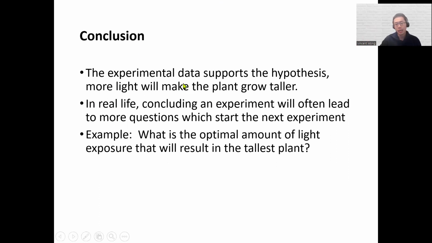Okay, so for example, if you found out that the sunlight makes the plant grow taller, the next question you can ask is, what is the optimal amount of sunlight that will create the tallest plant? Okay, so like in our experiment, we did 6 hours versus 12 hours, right? Maybe let's try 14 hours, 16 hours, 24 hours, right? What's the optimal amount? Is there such a thing as too much light, right? That's possible. You won't know until you do another experiment, right?